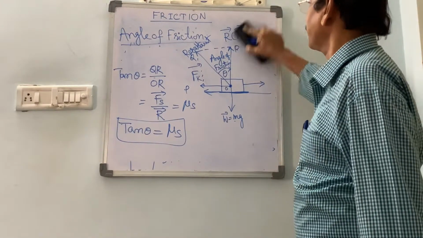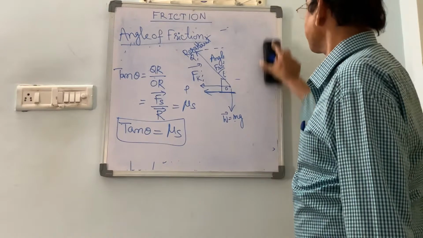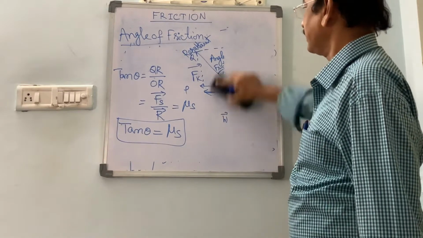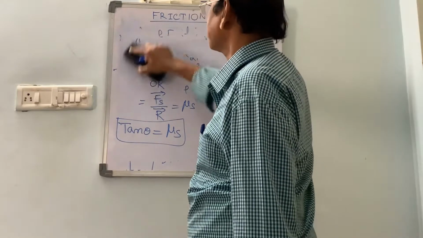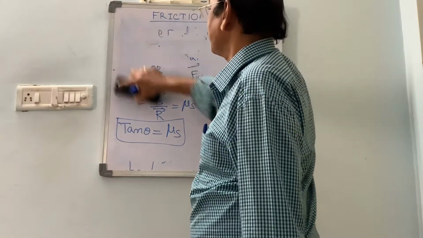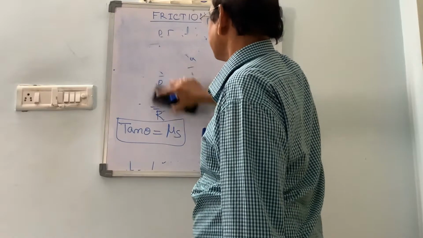Now we derive the expression for the force acting on the body and the acceleration produced in the body when the body is lying on a horizontal surface.